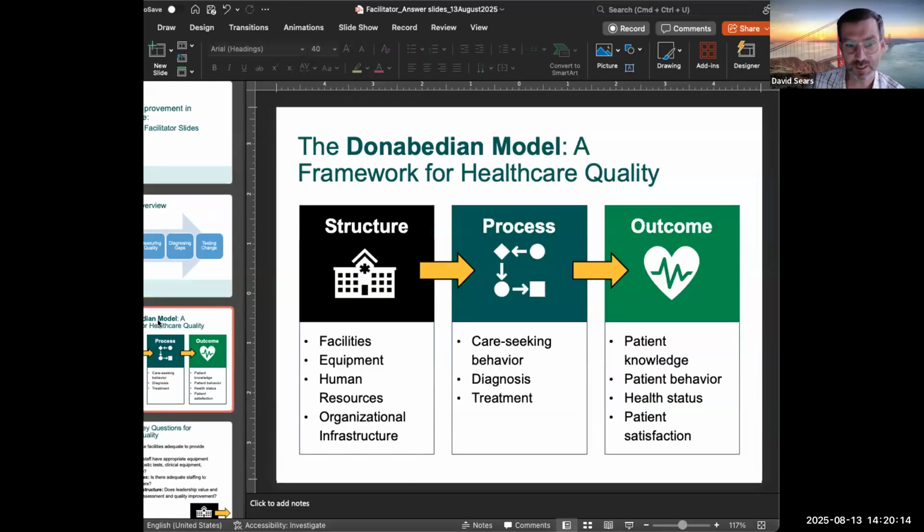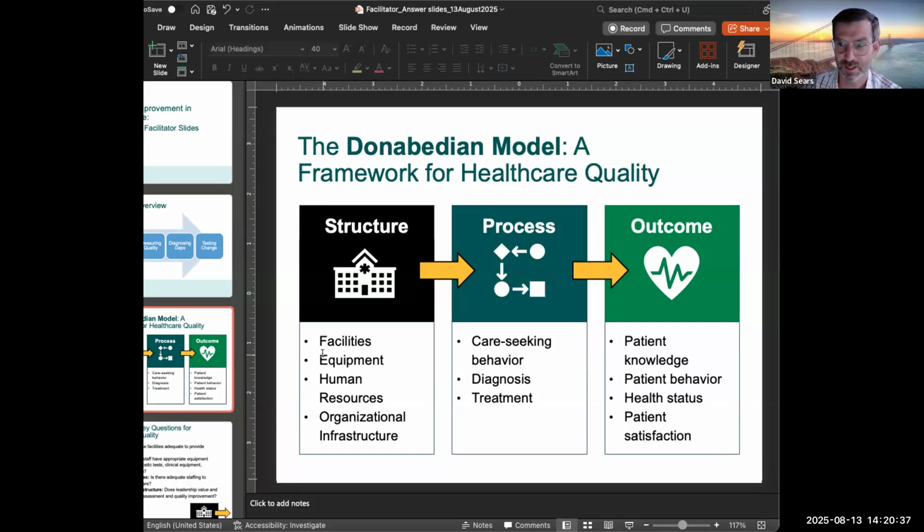And so one of the accepted, or probably most widely accepted frameworks is something named after a physician from about 60 years ago, named Dr. Avedis Donabedian. And this is his model, which is widely used today as a framework for healthcare quality. So the idea is we need high quality structure, process, and outcomes to deliver good care.